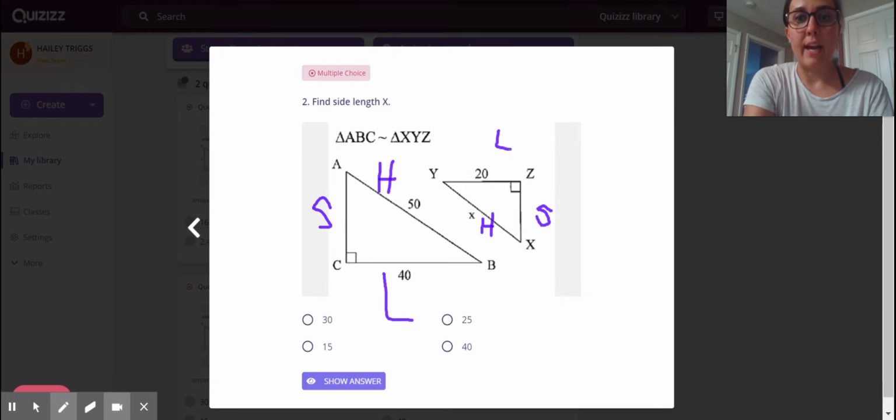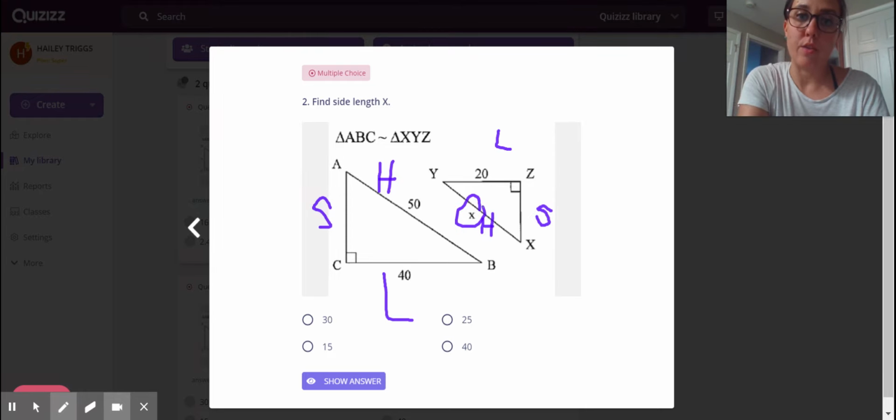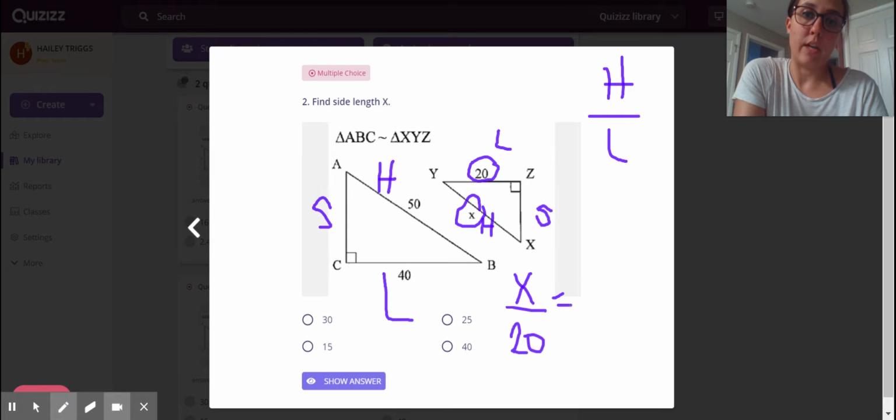So if we're finding X, which is in the little triangle, that's the hypotenuse. So we're going to do hypotenuse over long leg because that's the other thing that's given. So let's set up our ratios and then set up a proportion. For the small triangle, hypotenuse over long leg will be X over 20. For the big triangle, hypotenuse over long leg will be 50 over 40.